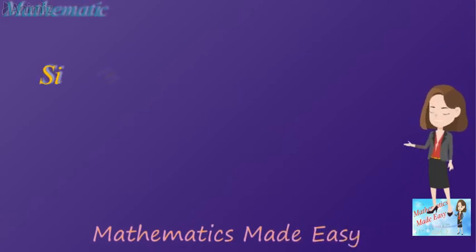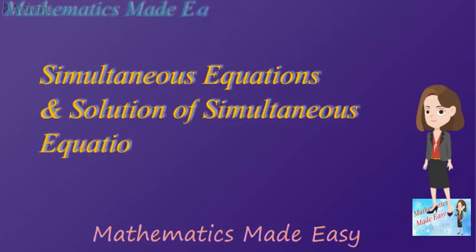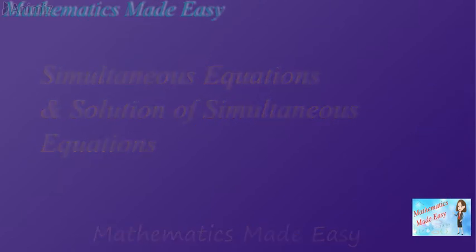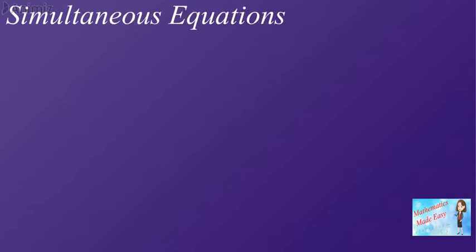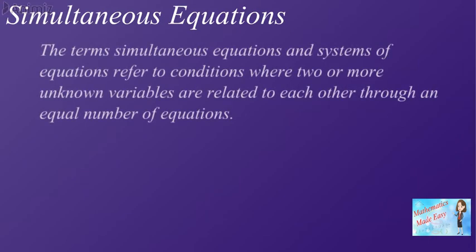In today's lecture, we will talk about simultaneous equations and solution of simultaneous equations. Let's come to the definition of simultaneous equations. The terms simultaneous equations and systems of equations refer to conditions where two or more unknown variables are related to each other through an equal number of equations.